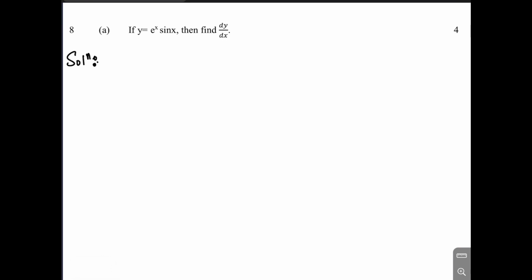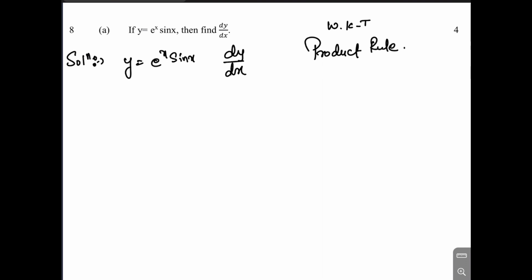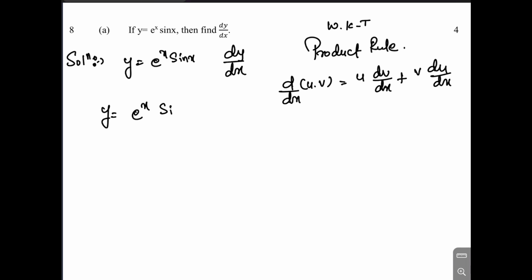Next problem. Y equals e raised to x sin x. Here we need to find out the value of dy by dx. We know the product rule here. As per the product rule, d by dx of u into v equals u dv by dx plus v du by dx. As per the question, y equals e raised to x sin x, where u is e raised to x and v is sin x. So let's substitute the values of u as well as v in the given formula.